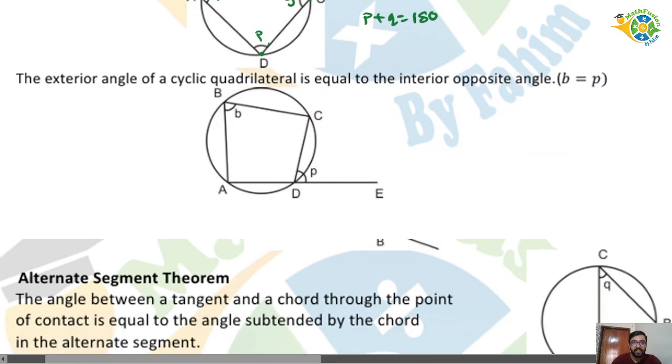The exterior angle of a cyclic quadrilateral is equal to the interior opposite angle. So if we extend a side of a cyclic quadrilateral, there will be an exterior angle P, which will be equal to the opposite interior angle, in that case B. Okay, so P will be equal to B.